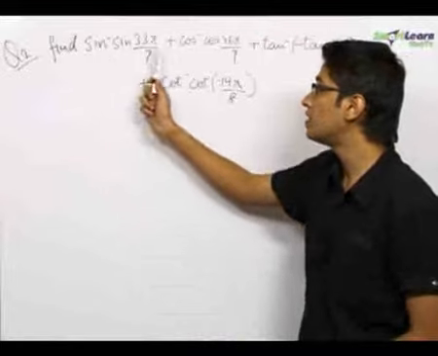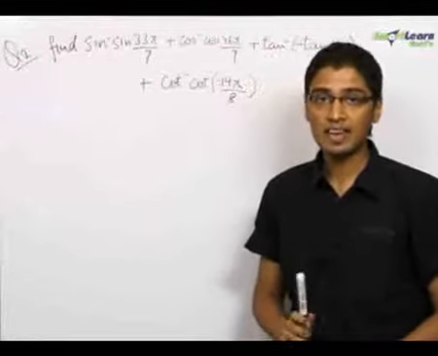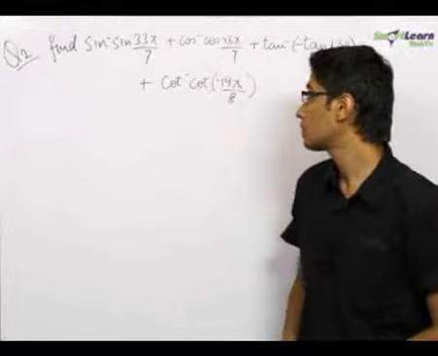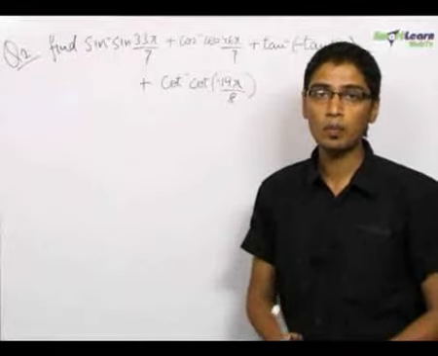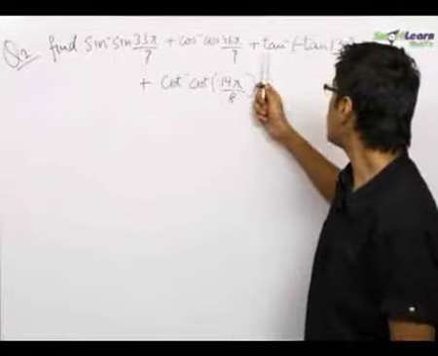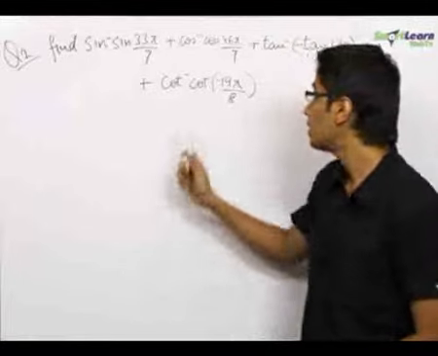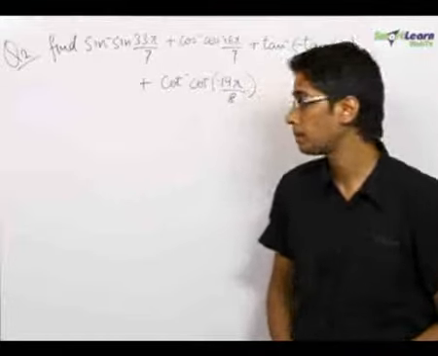Sine inverse of sine theta is equal to theta only when theta lies in the range of minus pi by 2 to pi by 2. Cos inverse of cos theta is equal to theta, but only when theta lies in the range of 0 to pi. Tan inverse of minus theta is equal to minus tan inverse theta. Cot inverse of minus theta is equal to pi minus cot inverse theta.